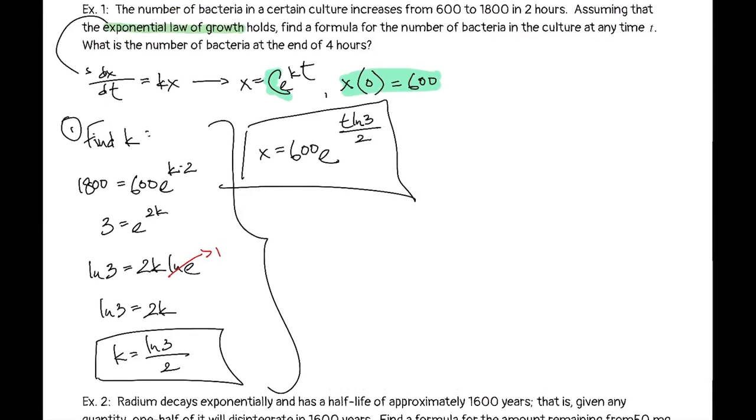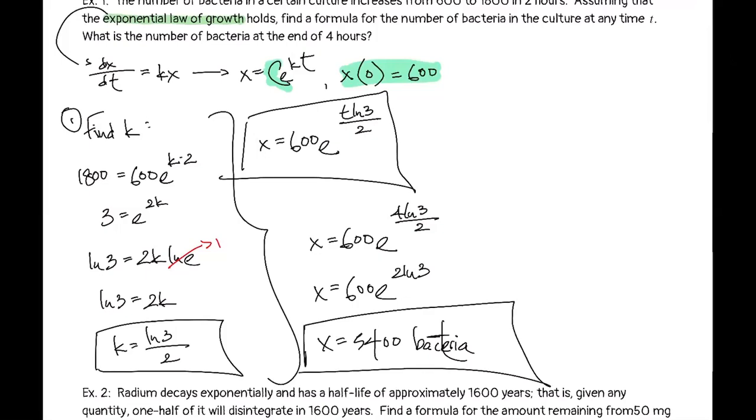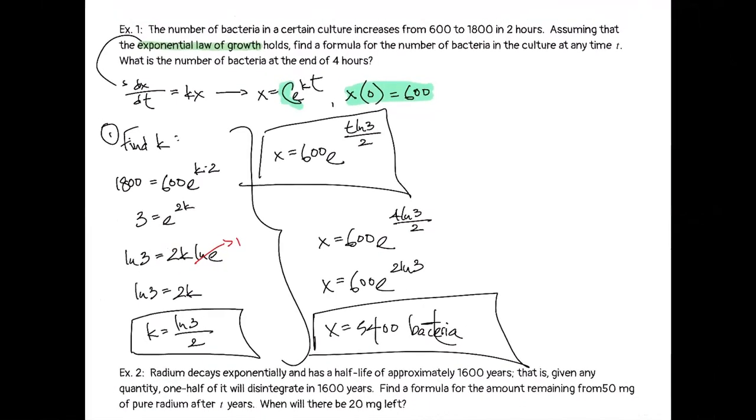So let's do that. To find the number of bacteria at the end of 4 hours, that would mean x equals 600 e to the 4 ln 3 over 2, or x equals 600 e to the 2 ln 3. And when you type this into your calculator, you should get about this many bacteria at the end of 4 hours. Any questions about example number 1?